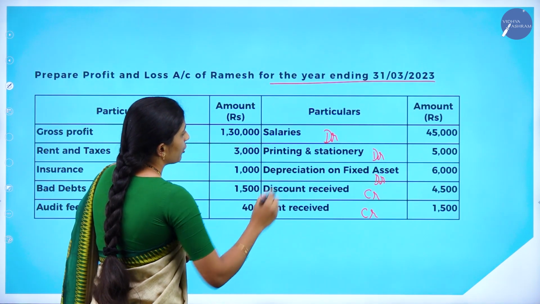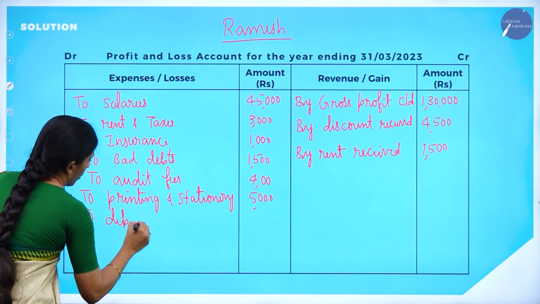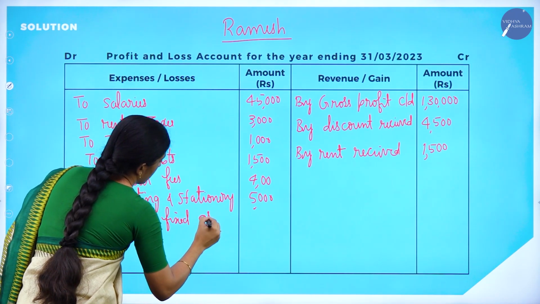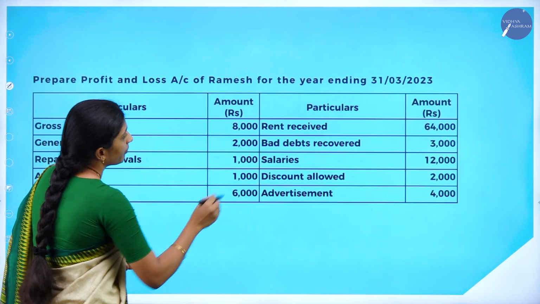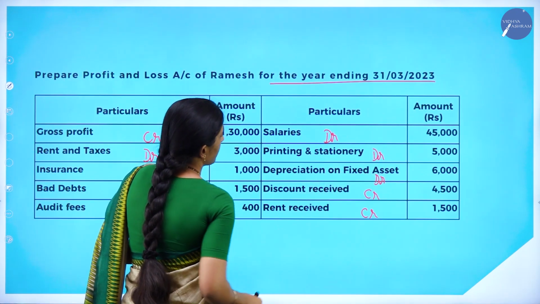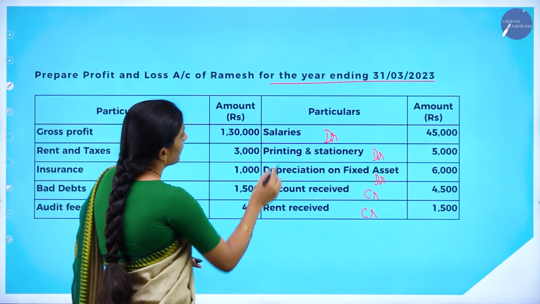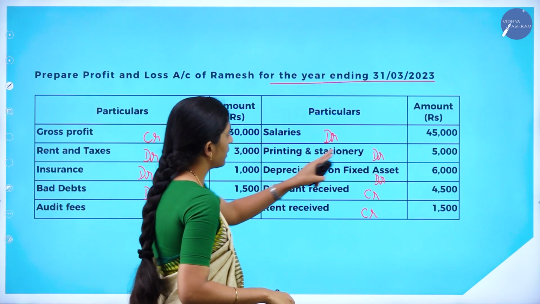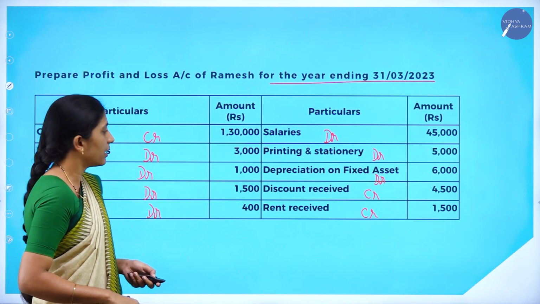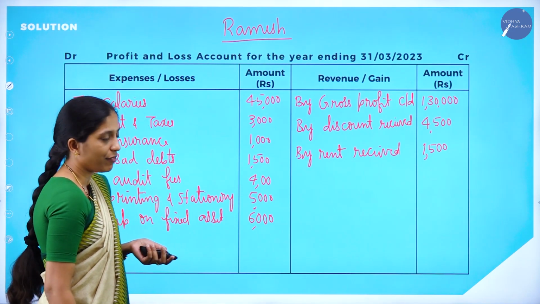Next, to depreciation on fixed asset, 6,000. So we are done with this. So how many expenses are there? 1, 2, 3 and here 4, 5, 6 and 7. So let us see whether we have recorded everything. Yes, 7 we have recorded.